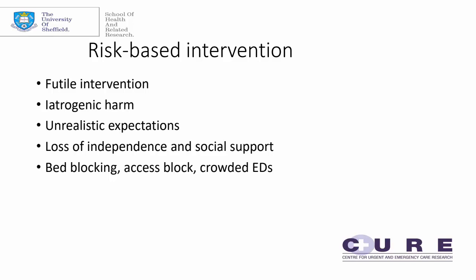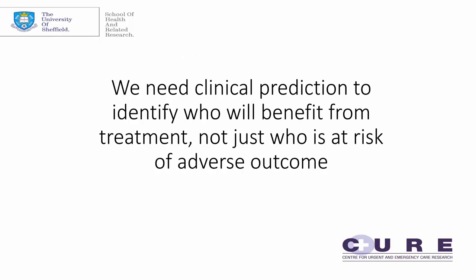And then, of course, we've got all the problems for the healthcare system of bed blocking, access block, so people can't leave the emergency department because the wards are full, crowded emergency departments, ambulances queuing outside. A lot of these problems may be contributed to by the fact that we are simply stratifying people to high risk and then feeling we have to do something rather than thinking about whether our treatment is actually going to help people. So hopefully I've convinced you that we need clinical prediction to identify who will benefit from treatment, not just who is at risk of adverse outcome. We really want to be able to predict treatment benefit rather than just an irreversible risk of adverse outcome.